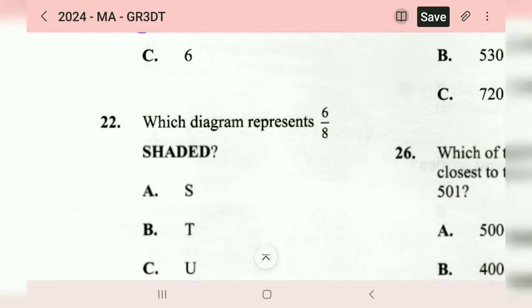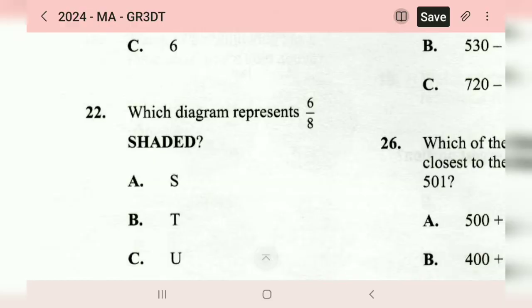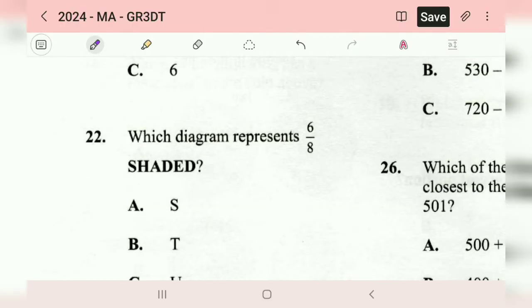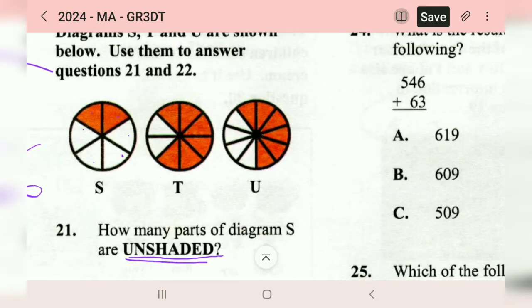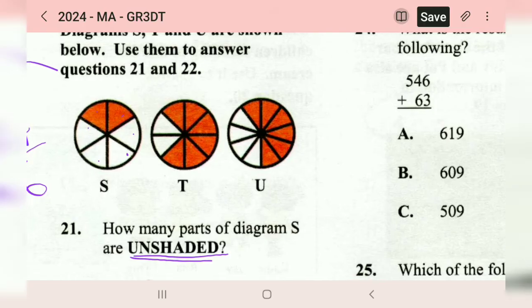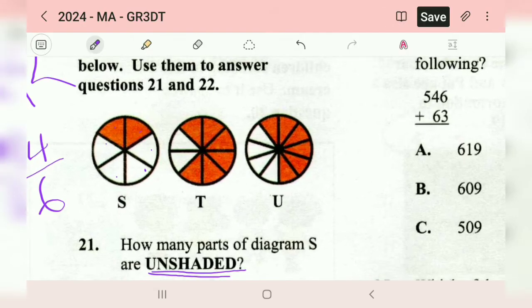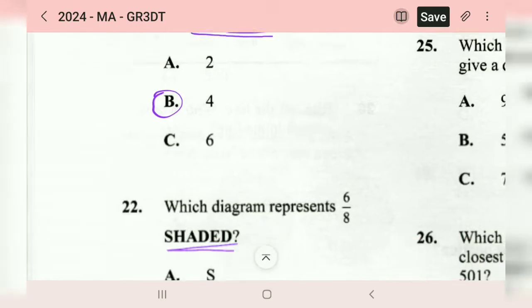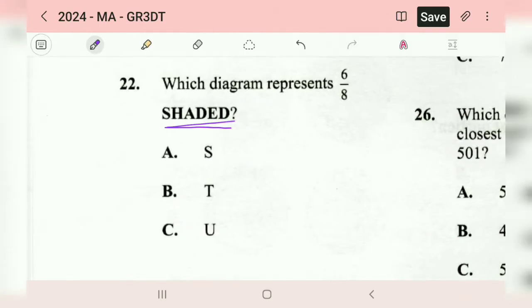Let's look at 22. Which diagram represents 6 out of 8 shaded? So this time you're looking for the shaded portion, all right? Which diagram represents 6 out of 8? So let's look at diagram T. 1, 2, 3, 4, 5, 6, 7, 8. That's 8. 1, 2, 3, 4, 5, 6. So that's diagram T. Don't need to check U. Diagram T is at B.